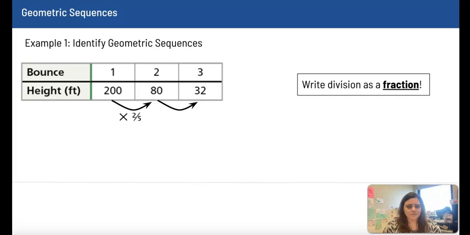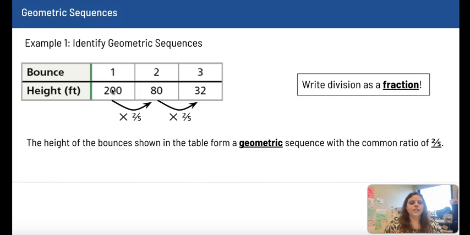How do we figure that out? We can figure out the common ratio by taking a term and dividing it by the previous term. So if you take 80 and you divide it by 200, 80 over 200, or 8 over 20, reduces to 2/5. So that is how you figure out the ratios. You take one term and you divide it by, or write it as a fraction over, the previous term. So the heights of the bounces shown in the table do form a geometric sequence with a common ratio of 2/5.